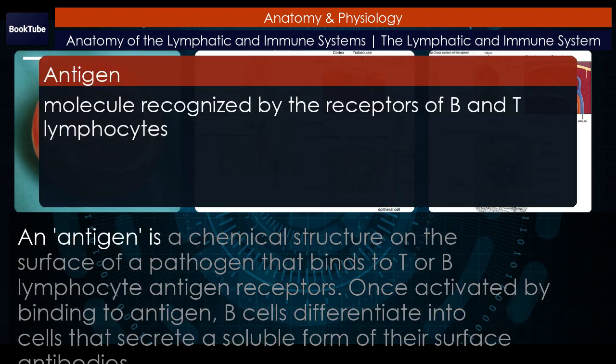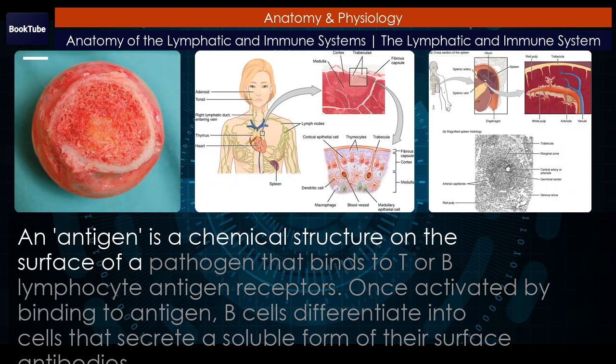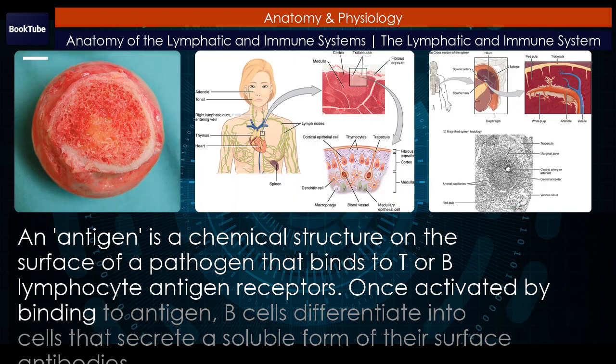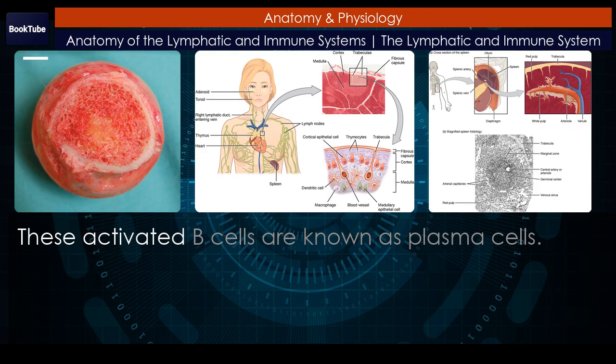An antigen is a chemical structure on the surface of a pathogen that binds to a T or B lymphocyte antigen receptor. Once activated by binding to antigen, B cells differentiate into cells that secrete a soluble form of their surface antibodies. These activated B cells are known as plasma cells.